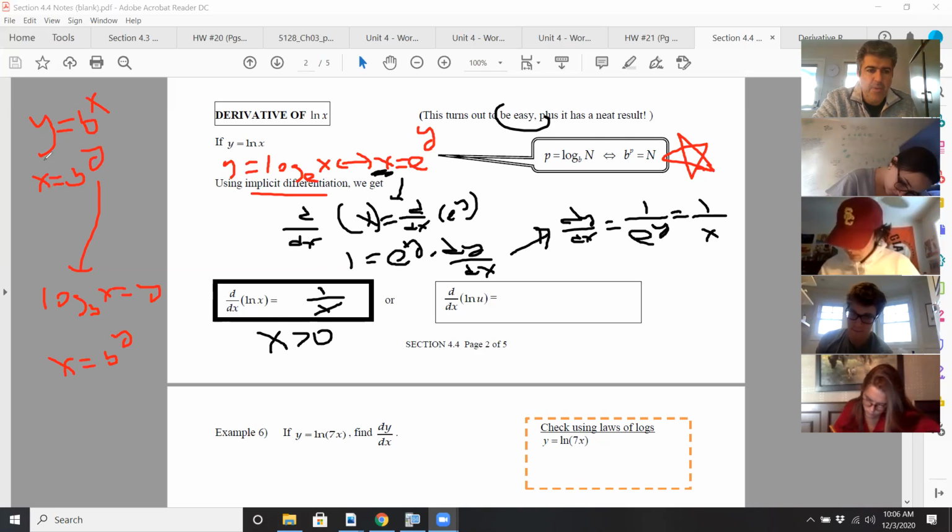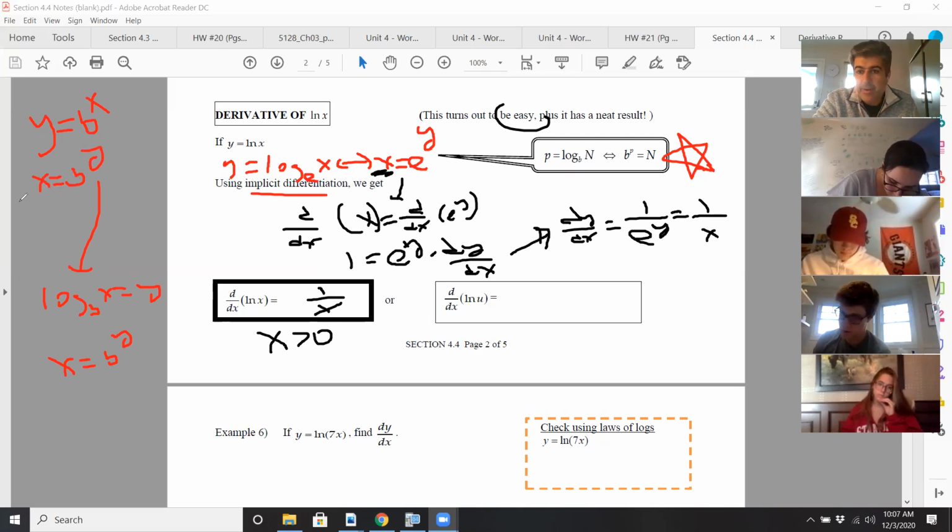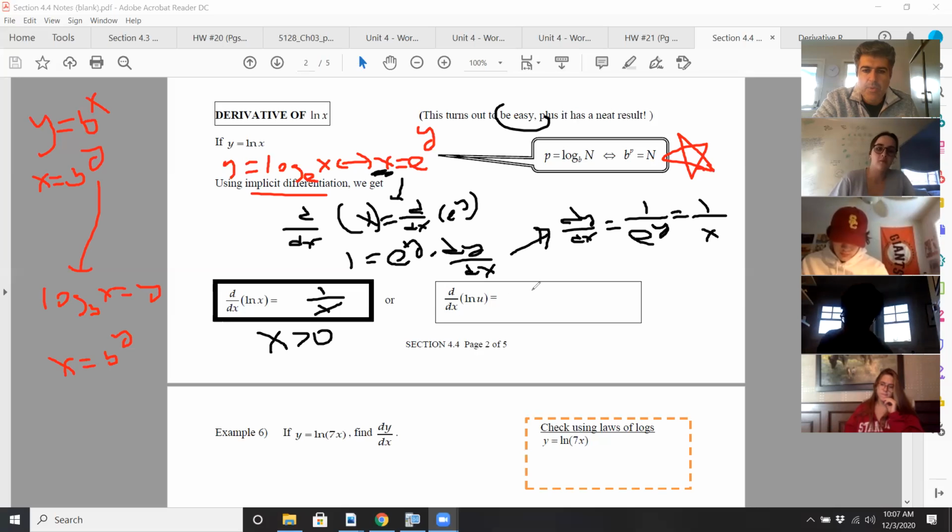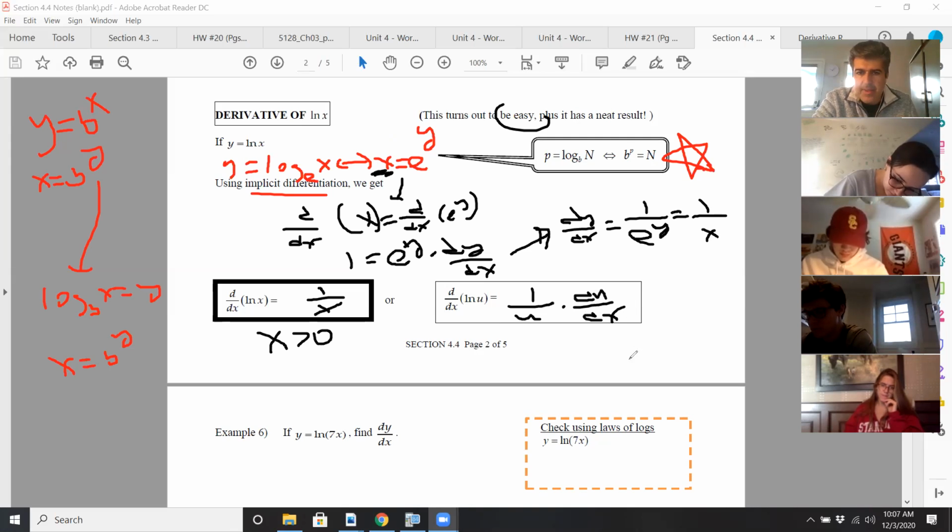That's because of the essence of where logs came from in the first place. Like if you have a base that's positive, how can you raise b to some power and make it negative, right? That'd be impossible. So you have to make sure that your x stays positive. Or you can do a chain rule with this, 1 over u, but then times d over dx, and granted that u is bigger than 0.